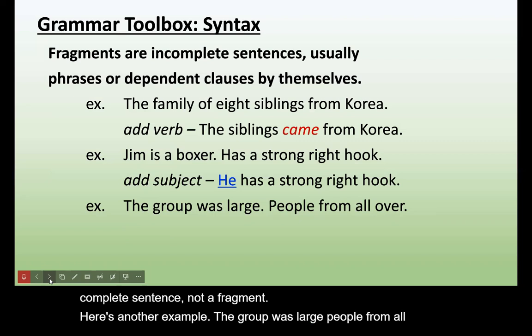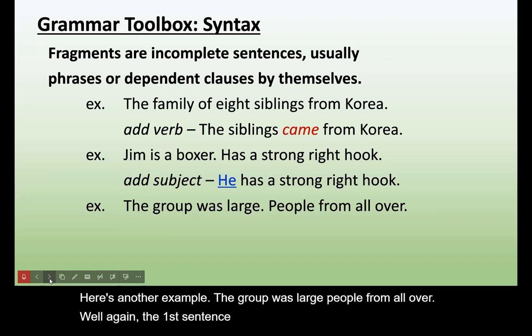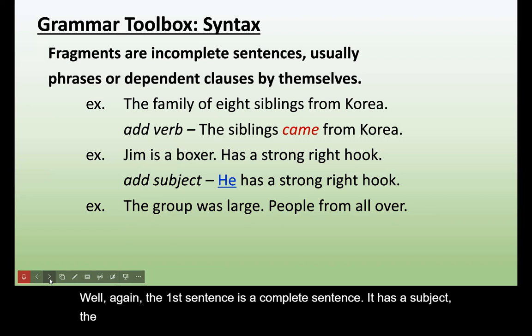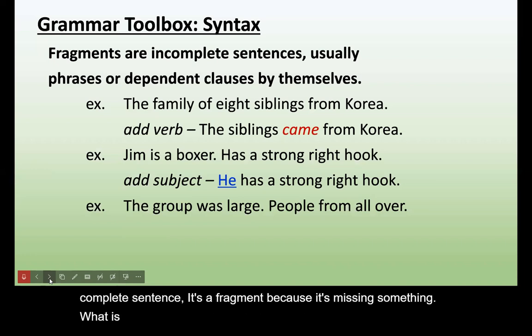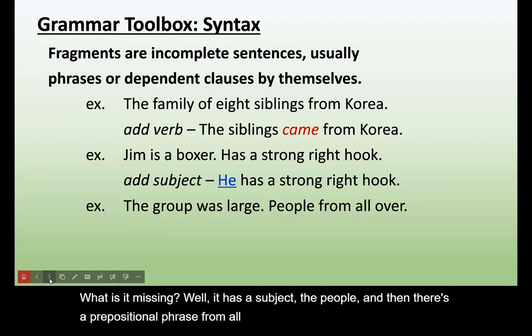Well, again, the first sentence is a complete sentence. It has a subject, the group, and it has a verb, was. But the second one is not a complete sentence. It's a fragment because it's missing something. What is it missing? Well, it has a subject, the people, and then there's a prepositional phrase, from all over, but it's missing a verb. And because it's missing a verb, it's a fragment.